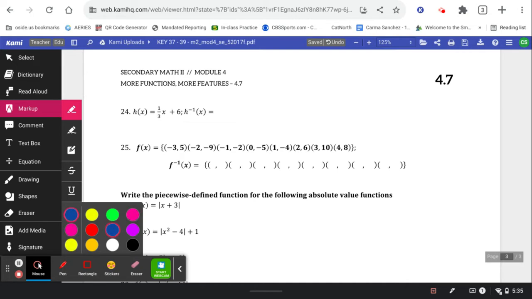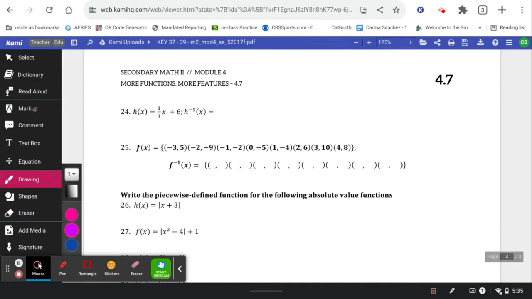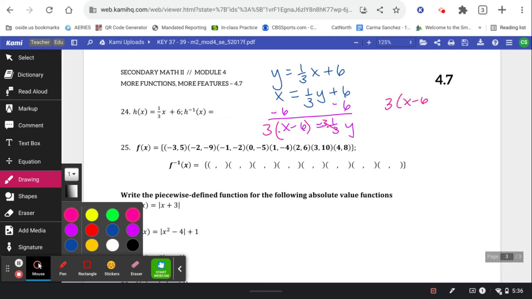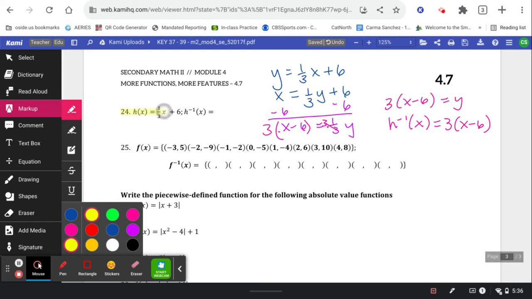Okay, h of x, y is equal to 1/3 x plus 6. So here I have a linear function. I'm going to flip the x and the y and solve. How do I get rid of a 1/3? I'm going to multiply both sides by 3, or 3 over 1, however you want to look at it. And that gives me 3 quantity x minus 6 is equal to y. Write it in inverse notation. H of -1 of x is 3 quantity x minus 6. Here's my linear original function. Here's my linear inverse.